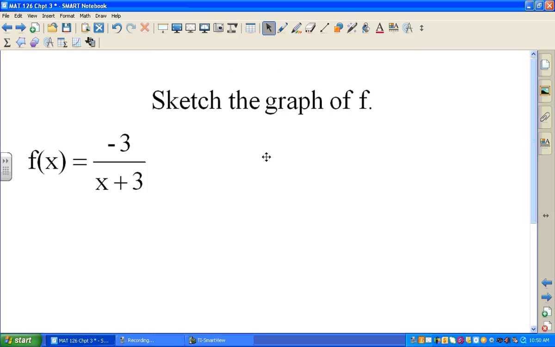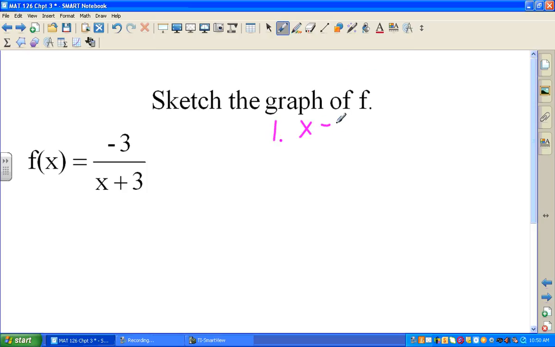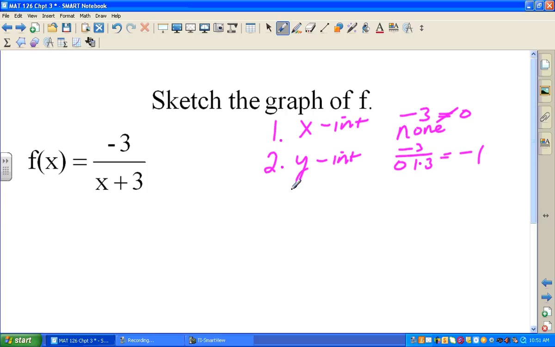Our little checklist. What's the x-intercept? Does -3 equal 0? No. There are none. Good, Dean. I'll give you the y-intercept. Y-intercept, that would be -1. Very good.